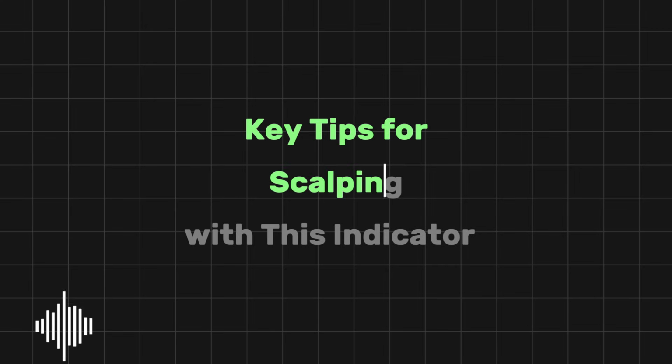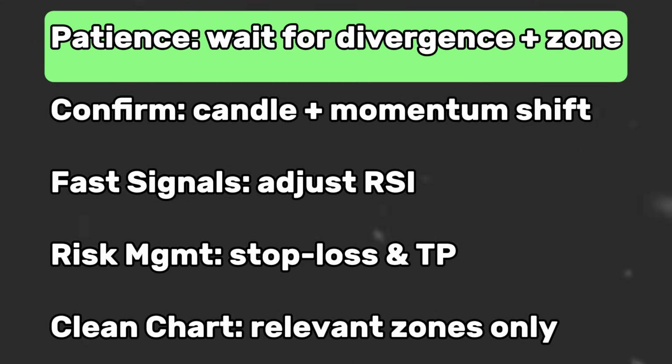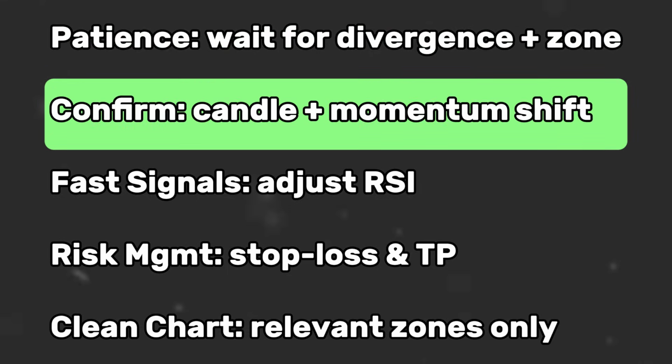Key tips for scalping with this indicator. When using this indicator, patience is key. Always wait for divergence to align with a zone and a clear confirmation candle before entering. Make sure the divergence matches the zones. This shows where momentum shifts have been confirmed.